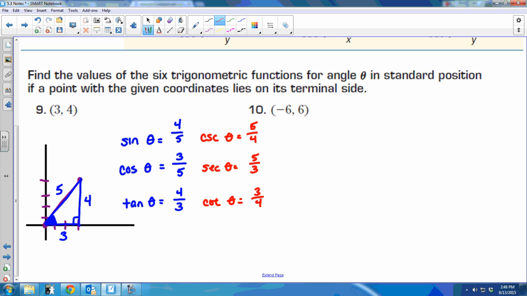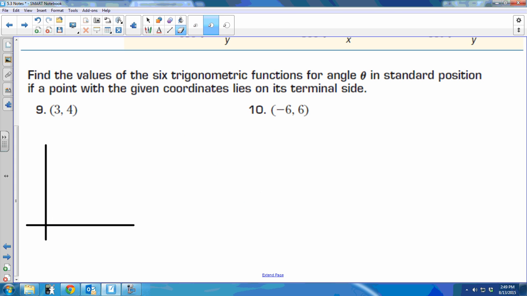It was literally learning target 5. We should have drawn a picture to figure it out first. That's a lot better than trying to memorize a bunch of ratios like y over r and x over r if you just know SOHCAHTOA. Okay, let's do one with a little more challenge.